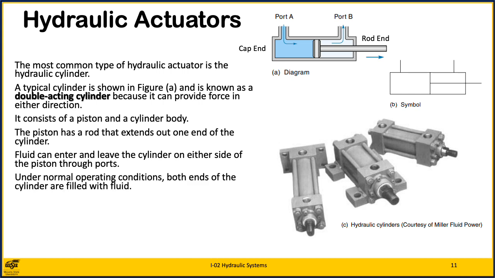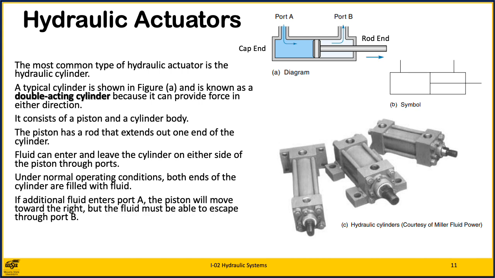Under normal operating conditions, both ends of the cylinder are filled with fluid. If additional fluid enters port A, the piston will move toward the right, but the fluid must be able to escape through port B. A selection of hydraulic cylinders is shown in Figure C.